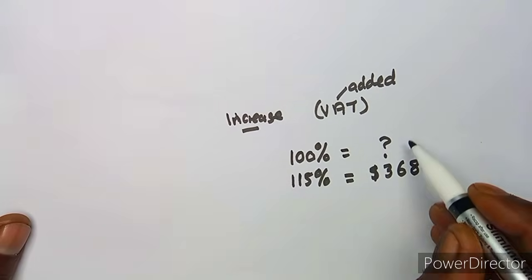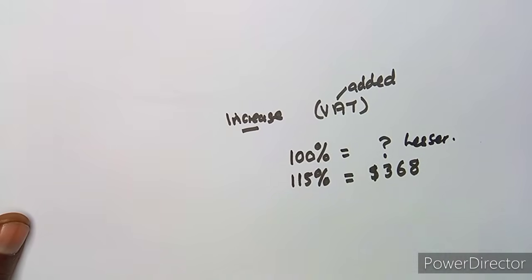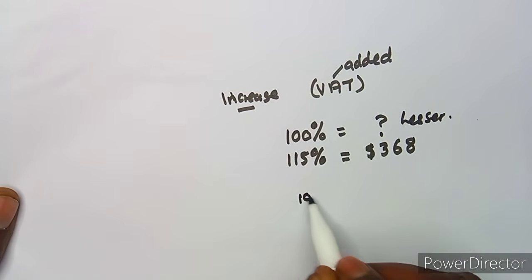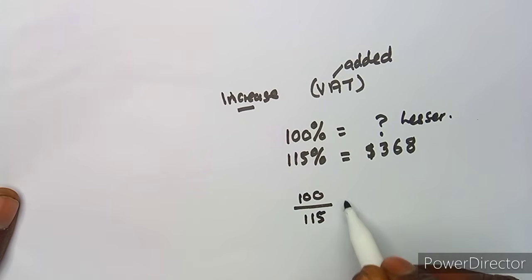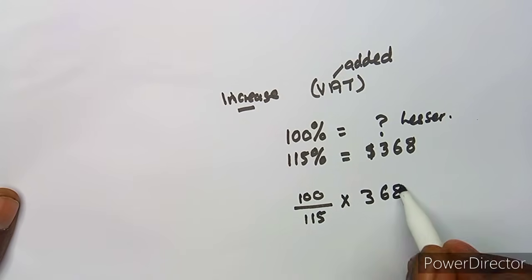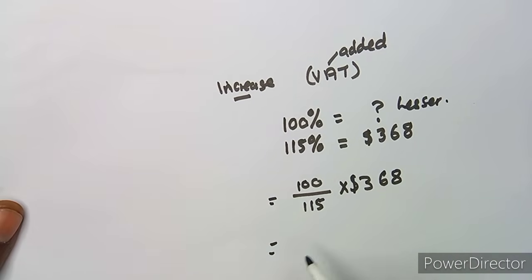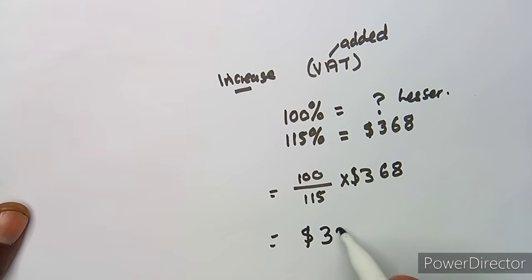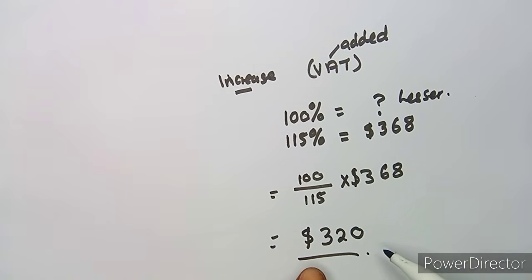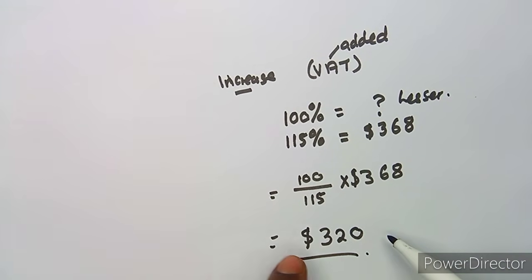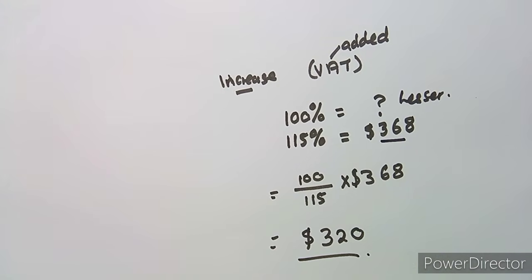Definitely it's going to be a lesser price that we are going to have. So it's going to be 100 over 115 times $368. Our answer is going to be in dollars, which gives us $320. So just imagine guys, if there is no tax, then this lady was going to buy these sofas at $320, but because the government needs the tax, it's now at $368. So that's how you can simply do it in this case.